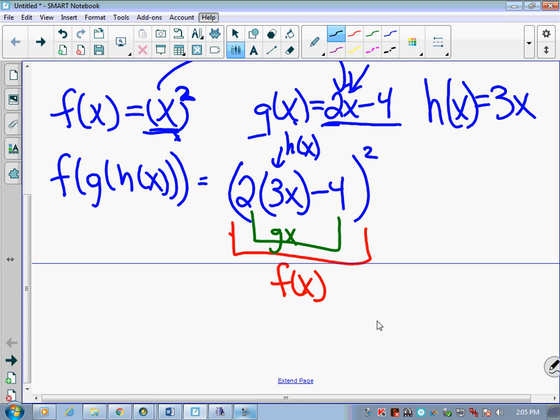So following order of operations would be 2 times 3x. I'm going to distribute inside, so it's going to give me 6x minus 4. Okay, I can't combine any like terms. Then I square it, which means I'm going to FOIL. All right, so I'm going to get something like 36x squared minus 48x plus 16, right, whenever I FOIL all of that out.